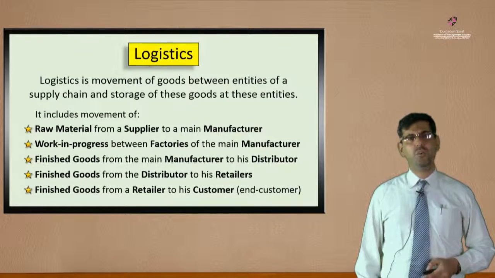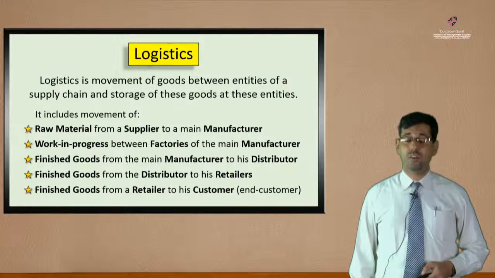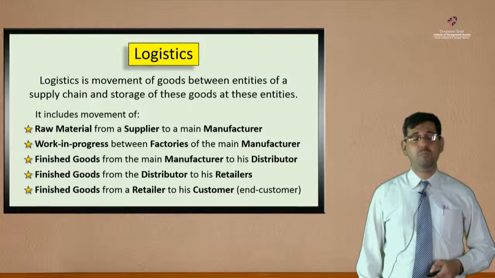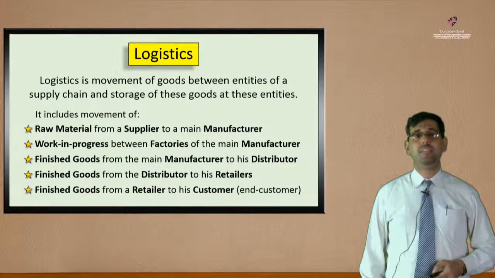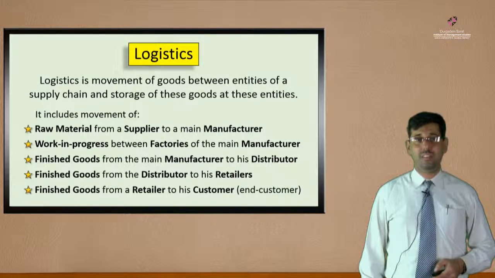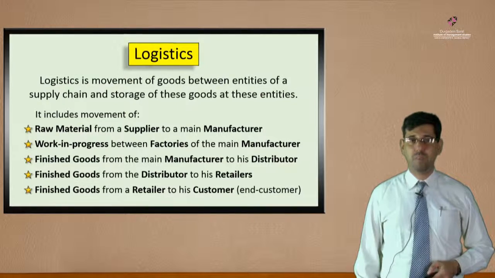But does it include only movement of raw materials and finished goods? No. It also includes movement of WIP, in case the WIP moves out of one factory complex into another factory complex. Many complex manufactured products involve manufacturing over different factory locations. It's not just within a single factory. The WIP moves from location A to factory location B. So that is also logistics.